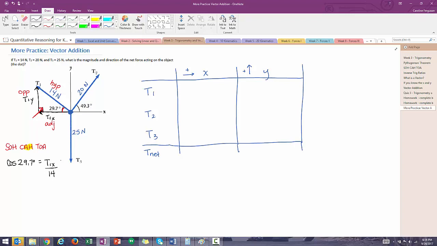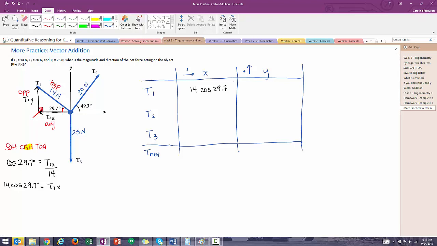So the 14 will disappear on the right. So we end up getting 14 cos 29.7 degrees equals T1x. Okay, so now we know that the x component of T1 is 14 cos 29.7.